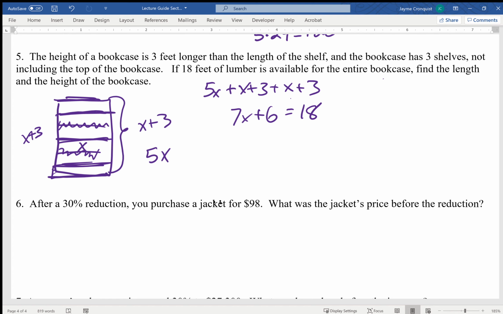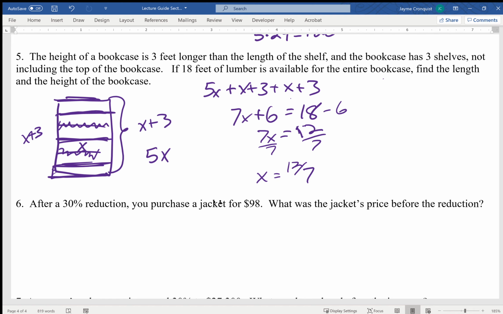I'm going to subtract 6, so 7x equals 12. 18 minus 6, so that's 12. I divide both sides by 7. x equals 12 sevenths, which is just under 2 feet. Right? Because, okay, no, so far we're all in feet. So this is 12 sevenths feet. Yes, so that's just under 2 feet is our x.